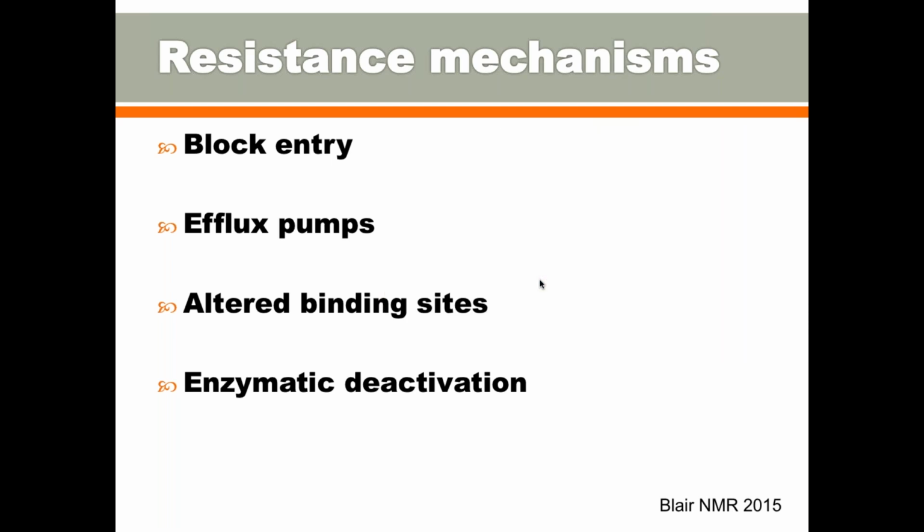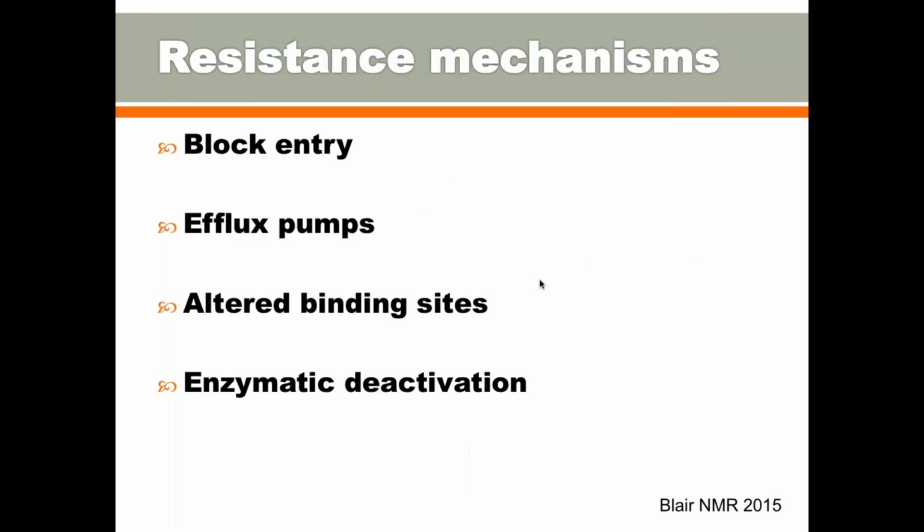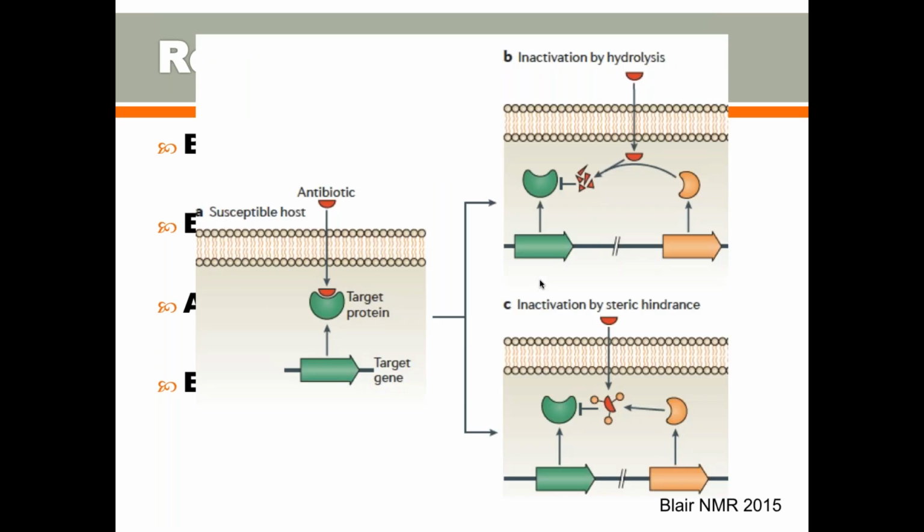Altered binding sites, you can think about fluoroquinolones for this. So normally the fluoroquinolones bind to a particular site, and the bacteria may alter that site so that it's no longer effective. Enzymatic deactivation is something we're thinking about for like carbapenemases or penicillinases. There's an enzyme that breaks down the antibiotic once it gets into the cell.